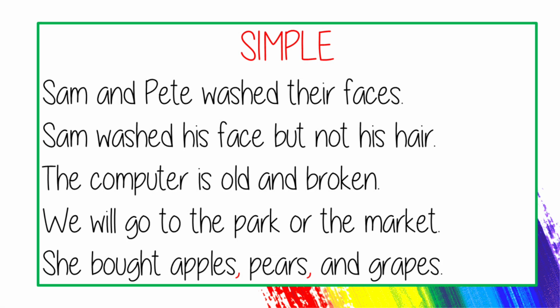Notice in the first sentence, we had 2 nouns, Sam and Pete, and we had the conjunction and. We don't use a comma because there are only 2 nouns joined. In the last sentence, we have apples, pears, and grapes. Because we have 3 or more nouns, we do use commas between each one. And you should notice that all of these sentences are simple sentences. Simple sentences don't use a lot of commas.